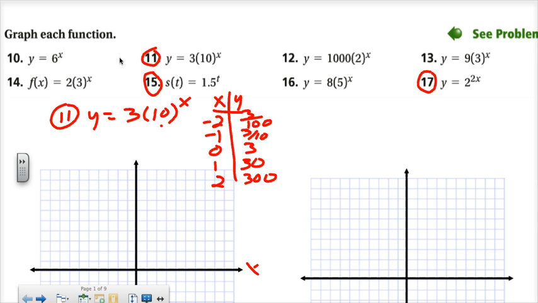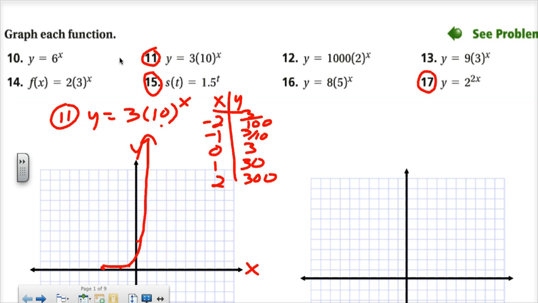So, with this one, I'd be tempted to change the scale on this, but I'm just going to go ahead and go with what I have. So at negative 2, we're just a teeny little bit above, and then at negative 1, just a teeny bit more above the x-axis, and then at 0, we're at 3, and at 1, we're already up at 30. So we can get a really good idea of what this is going to do.